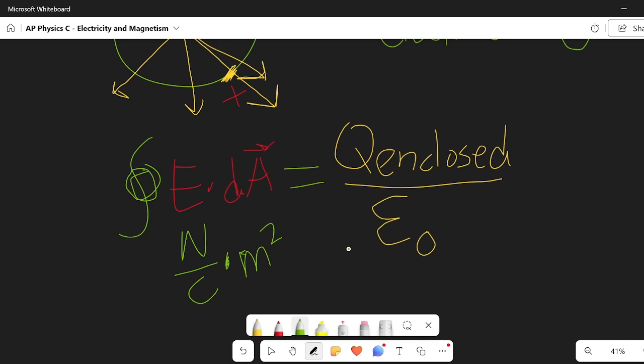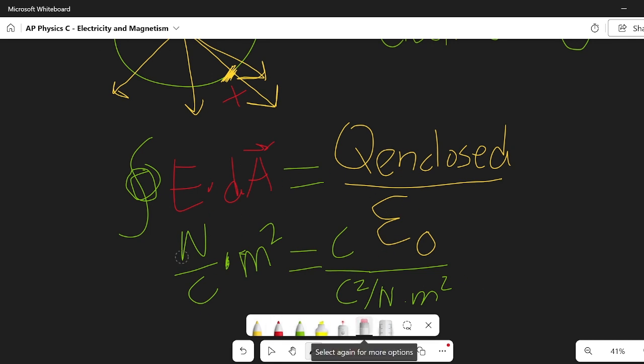Which is equal to, charge enclosed, C, divided by E naught, right? Which will be N, which will be Coulomb squared, right? Divided by Newton times meters squared. And as you can see, this lines up. So we know our formula for Gauss's law is correct.